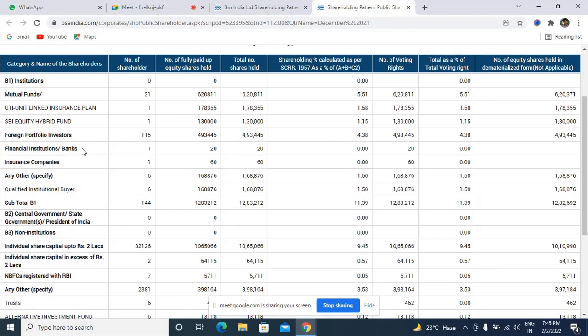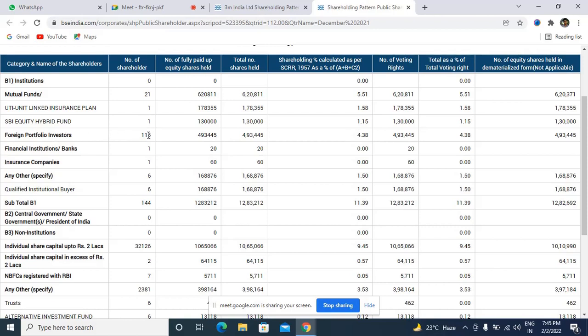Okay. Let us look now at foreign portfolio investors. Sir, where will we get the other 90 shareholders, I mean the mutual fund names? Probably they are holding less than 1%. If they hold less than 1%, then their name won't be disclosed. But if it is more than 1%, then it has to be published.